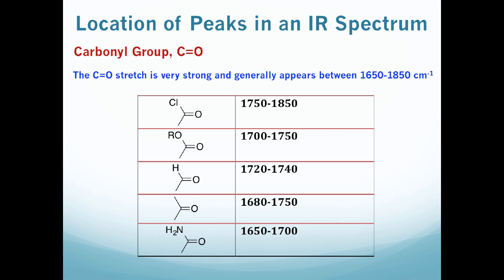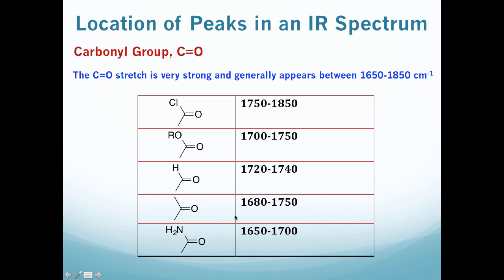The carbonyl stretch is very, very strong. It's very easy to spot, and you'll see it between 1650 and 1850 wave numbers, depending on the nature of the carbonyl. Is it a ketone, an aldehyde, ester, amide? So here's a table that lists some of these, and you can see, as far as our wave numbers go, that the amide is generally at the lowest stretching frequency.